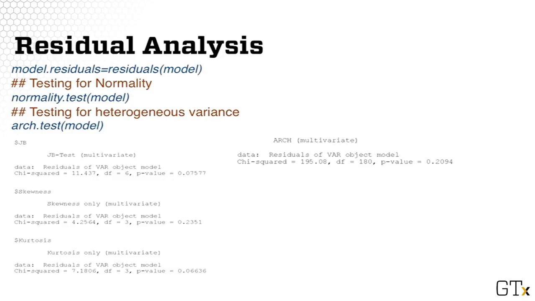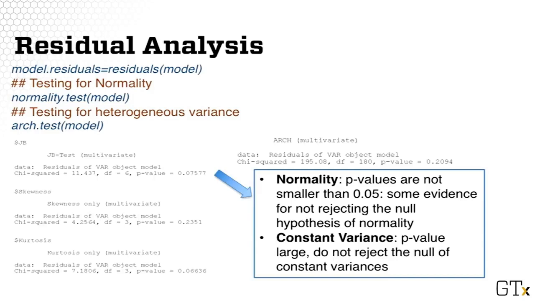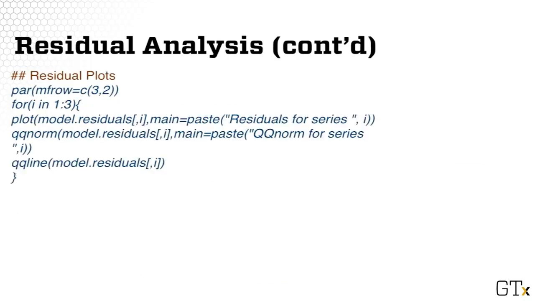The normality test provides inference on multiple aspects of normality, including skewness and kurtosis, where the former is a measure of departure from symmetry and the latter is a measure of departure from normal tails. The p-values for the normality test are all larger than 0.05, indicating that we do not reject the null hypothesis of normality. Similarly, for the arch test, the p-value is large, indicating that we do not reject the null of constant variance. We can also plot the residuals.